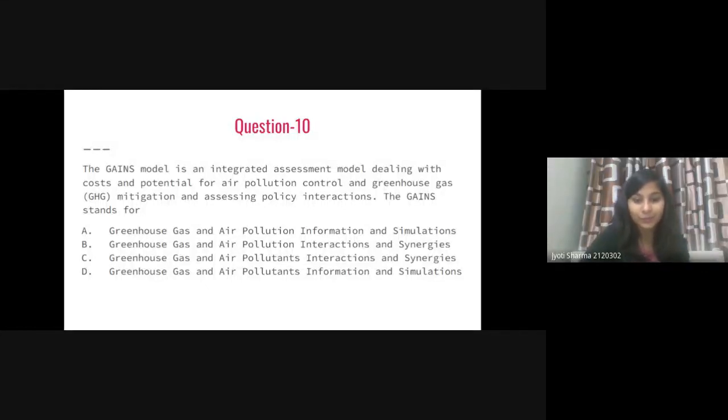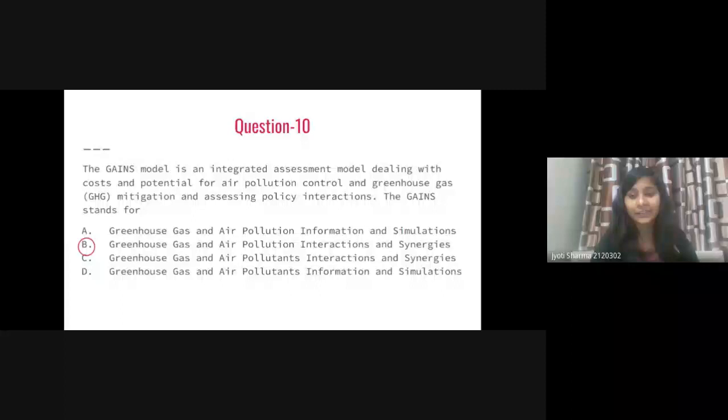Okay, so means your answer is B. Okay, so you gave me the right answer. The answer is greenhouse gas and air pollution interaction and synergies.